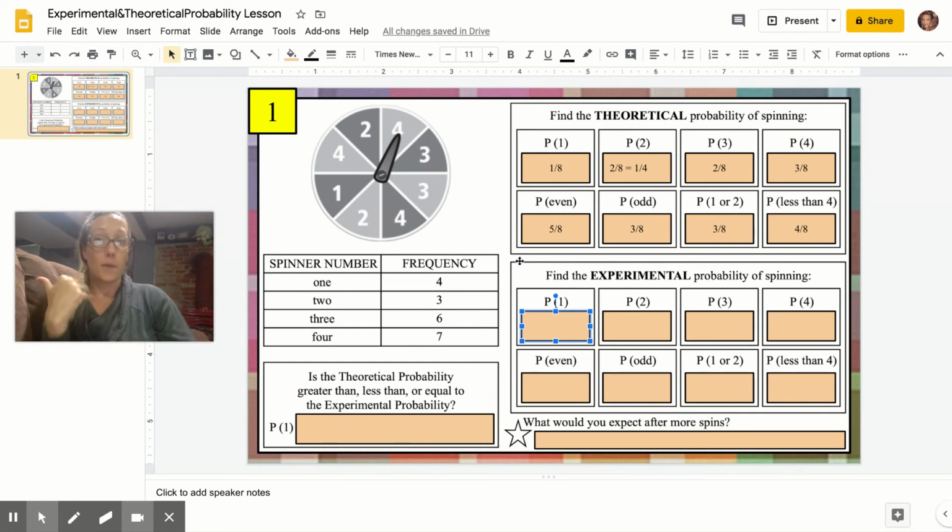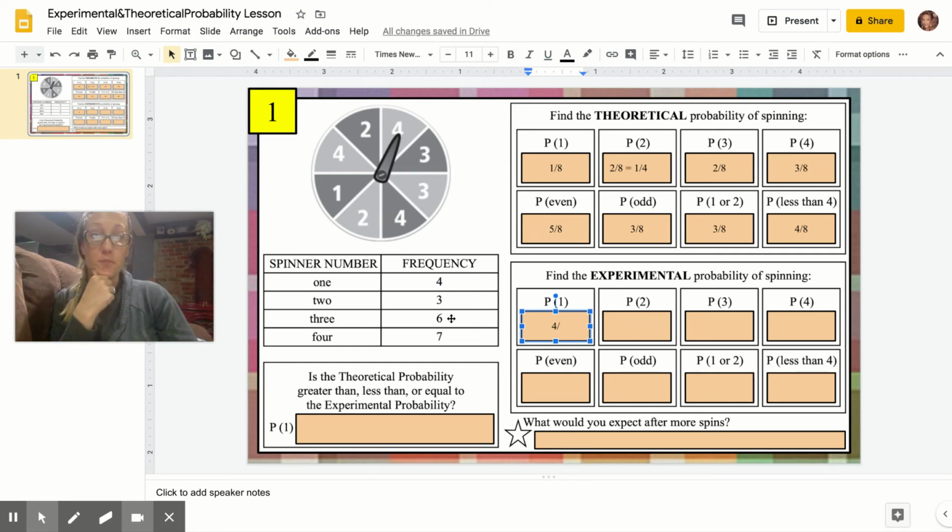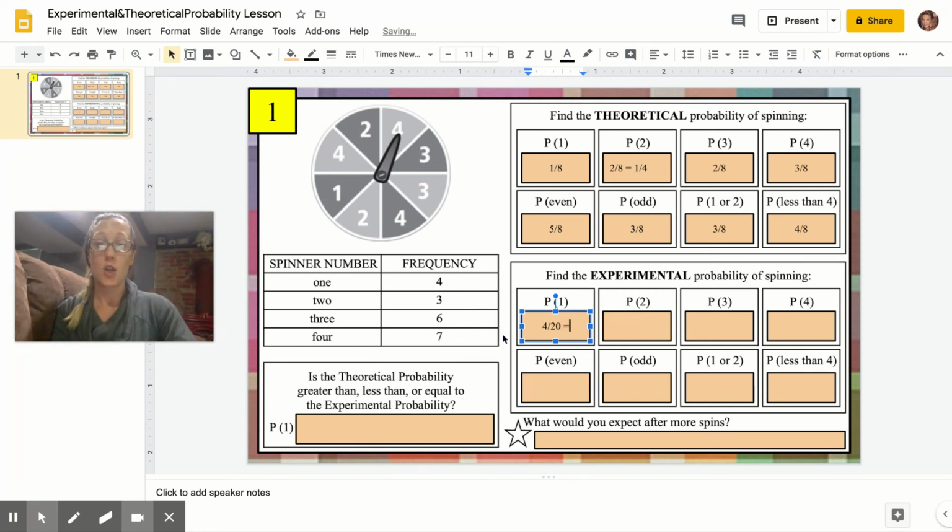So how many times did I land on it? I landed on a 1 4 times. And how do I get my total tries? Well, I'm going to need to add these all up. 4 plus 3 is 7, and 6 is 13, and another 7 is 20. So 4/20ths, which simplifies to 1/5.